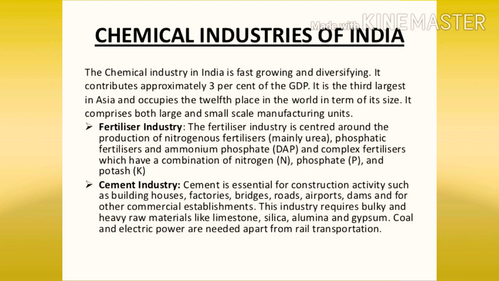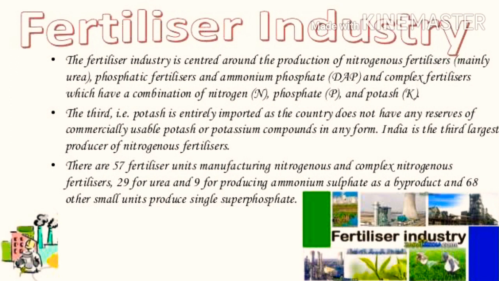We already studied the chemical industry and its basic features and various characteristics. Now we are going to study another two types of industries, that is the fertilizer industry and the cement industry. Next we are going to study in detail about the fertilizer industry.